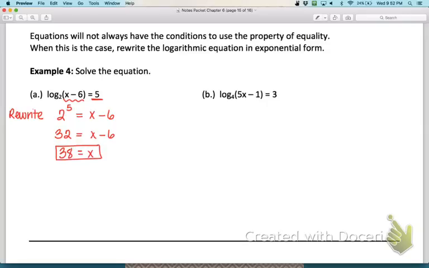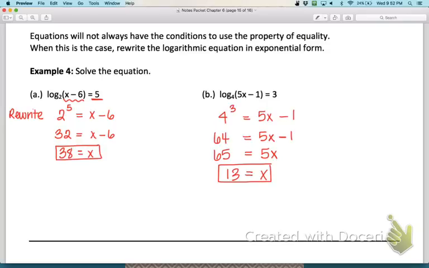B is real similar. The log is already isolated. So once again, I'd encourage you to pause the video and see what you get after you rewrite and solve this one. Once again, the base is 4, so the base stays 4. Logs equal exponents, so that's why it's 4 to the third. And then whatever you're taking the log of gets to come to the other side of the equation. So you should be getting 13 after you solve that equation. Just a reminder, 4 to the third is not 4 times 3. That's 4 times 4 times 4, so it's 16 times 4, which is 64.